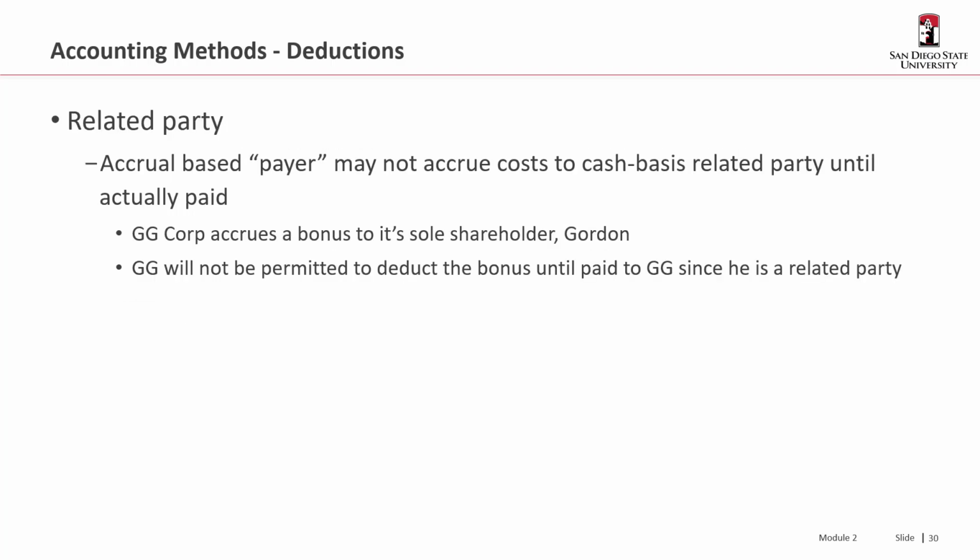Okay, there are special rules for related parties, right? No surprise there. An accrual-based payer may not accrue costs to a cash basis related party until they are actually paid. So let's say GG Corp accrues a bonus to its sole shareholder, Gordon. That makes them related parties. But GG will not be permitted to deduct that bonus until it's actually paid because they are related parties.